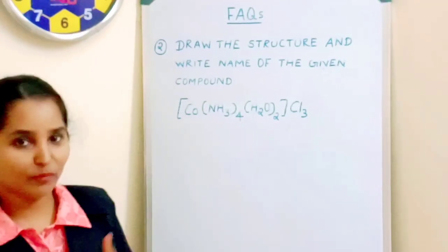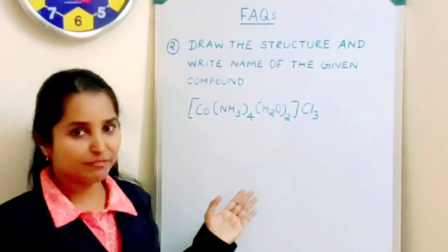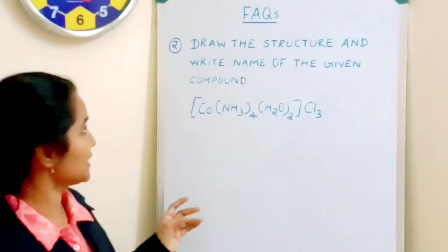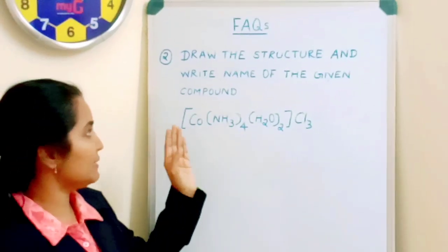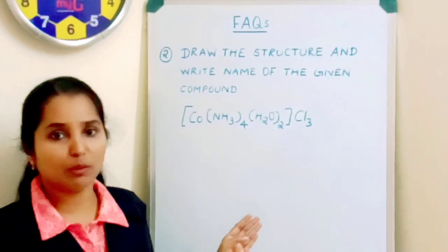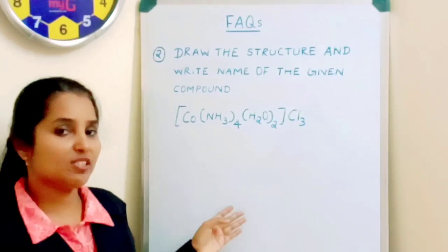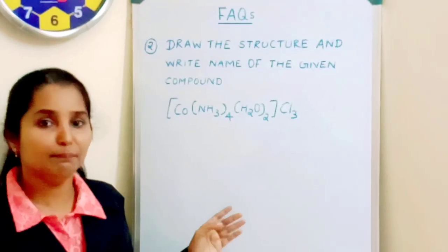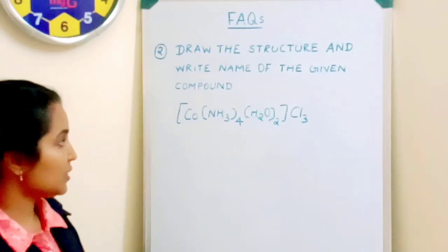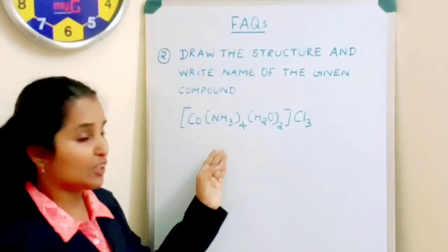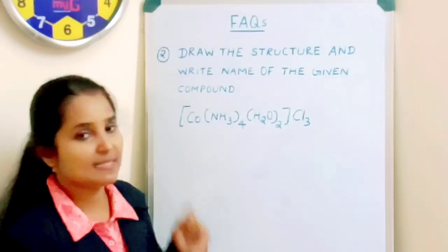So let's see one more example. It's an important FAQ asked many times in the board exams. Draw the structure and write the name of the given compound. So we have to draw the structure and we have to write the name of that given compound. So the compound is [Co(NH3)4(H2O)2]Cl3.